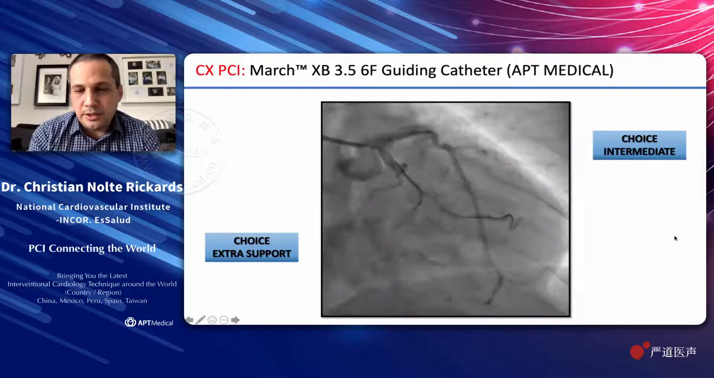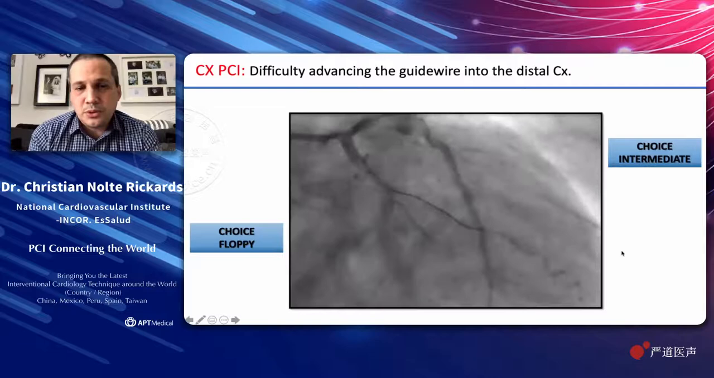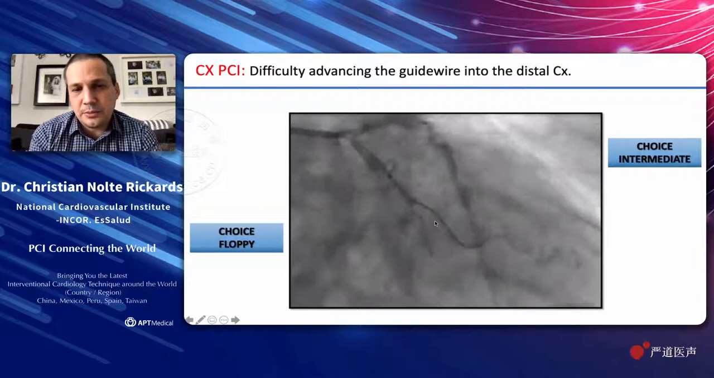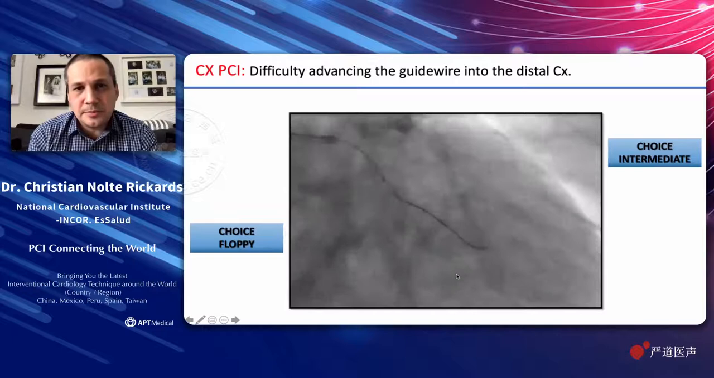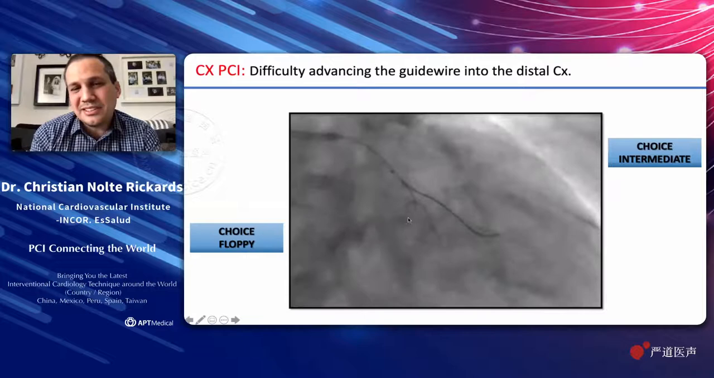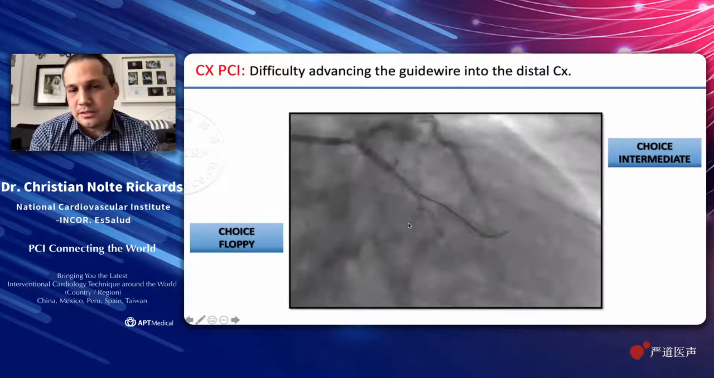And when we pushed, we managed to see that there was a loop in this artery that went right into the second marginal. So probably the difficulties of going down into the left circumflex itself had to do with the origin of the distal circumflex itself.